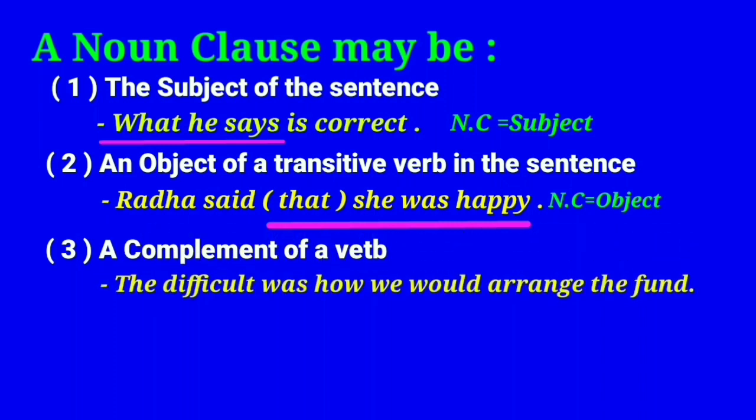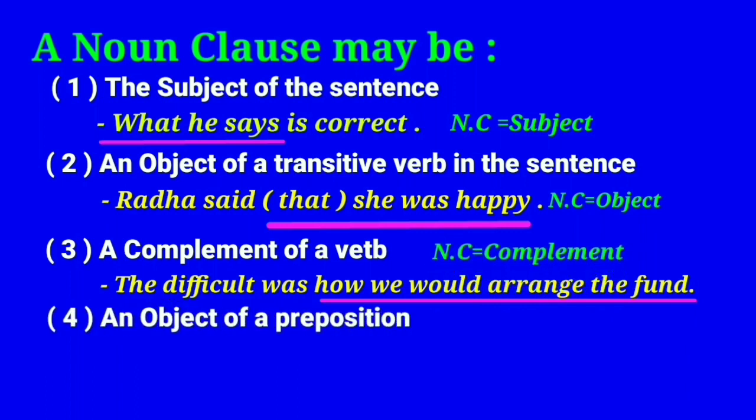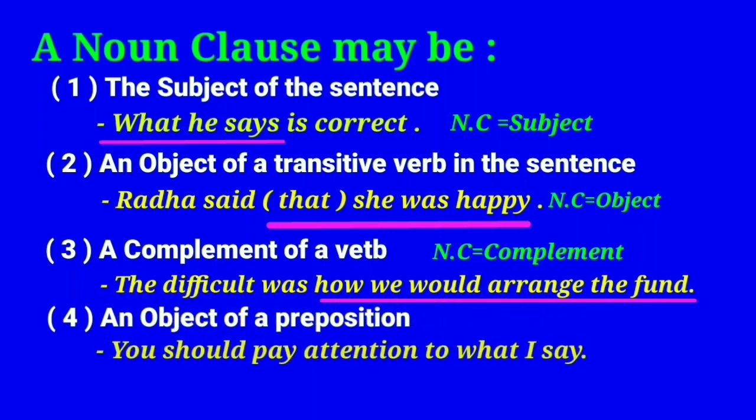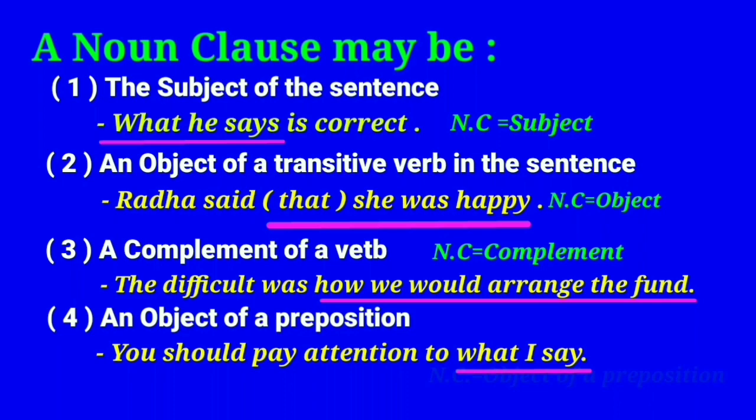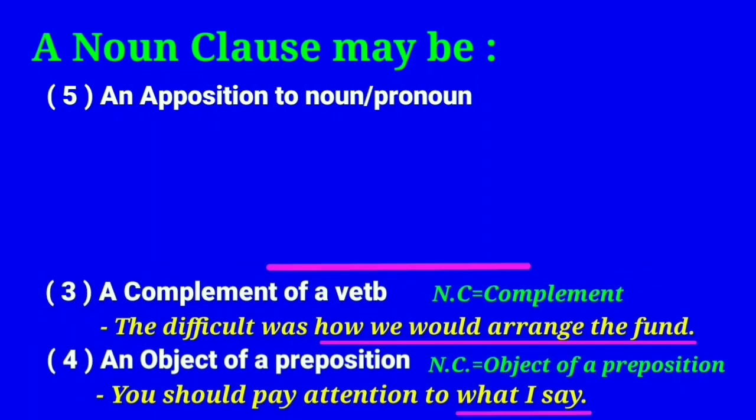The difficulty was how he would arrange the font. The noun clause how he would arrange the font is the complement of the verb of incomplete prediction, an object of a preposition. You should pay attention to what I say. What I say, the noun clause, is the object of preposition to. An expression in apposition to another noun or pronoun.